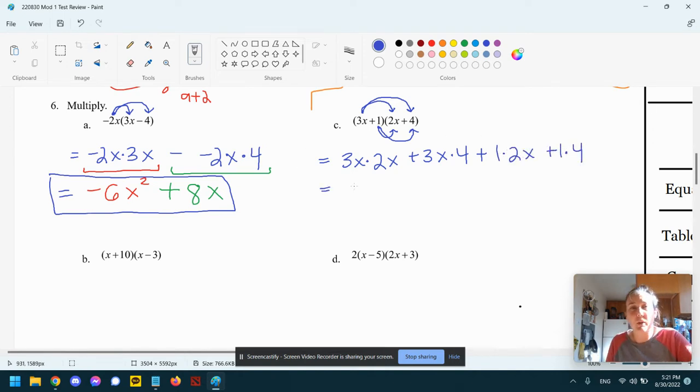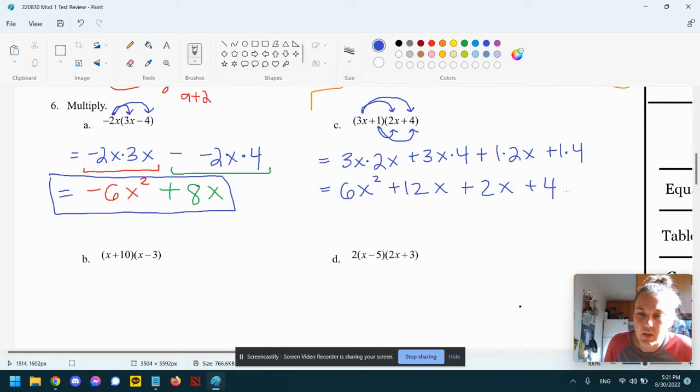You can skip some steps if you want to. I'm just writing every single step right now. If you're thinking like, I could do that in my head, do it. Go for it. 3 times 2 is 6. X times x is x squared. 3x times 4 is 12x. This simplifies to 2x, and this simplifies to 4. I can combine these because they have the same variable pattern. They both have just x's.